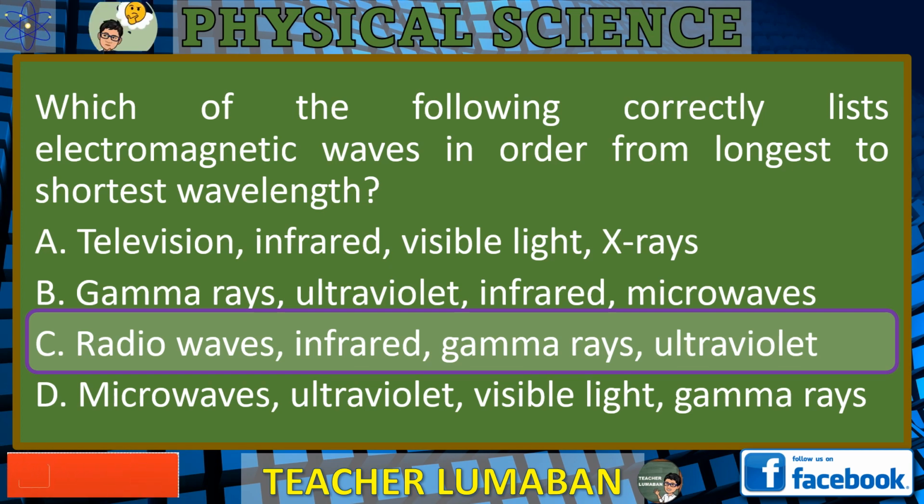Radio waves have the longest wavelength and the lowest frequency among the options listed. Infrared waves have a shorter wavelength and a higher frequency than radio waves. Gamma rays have the shortest wavelength and the highest frequency among the options. Ultraviolet waves have a wavelength shorter than infrared but longer than gamma rays.